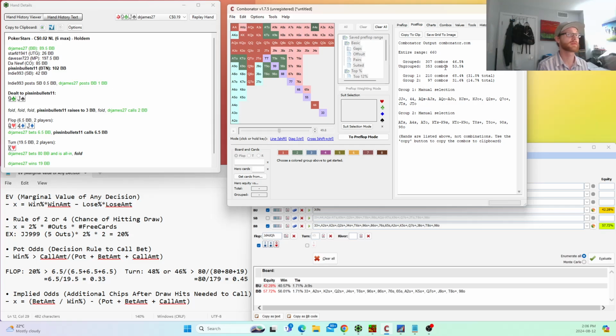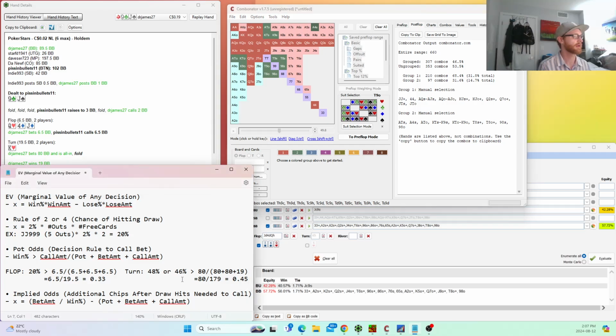Essentially, I have a 53.5% chance of winning this, which is pretty good. Not bad. Oh, I realized I messed up my math. 53. And so there's this formula here, pot odds. You take your win percentage, which has to be greater than the pot odds, which is the call amount divided by pot plus bet amount plus call amount.